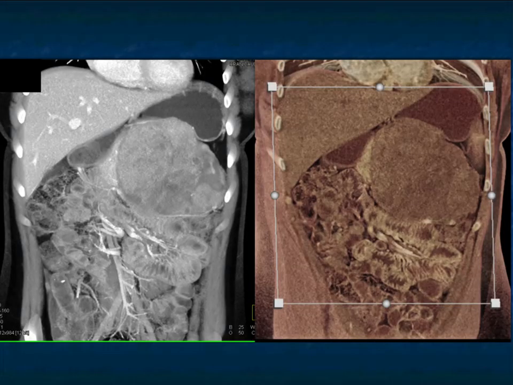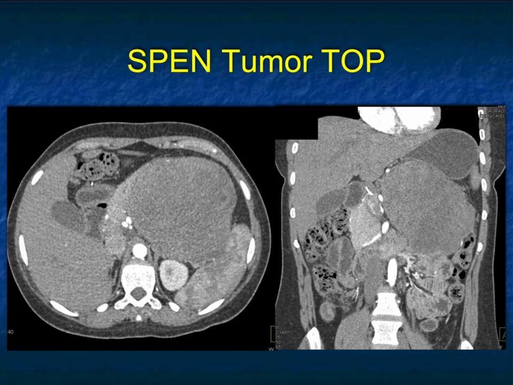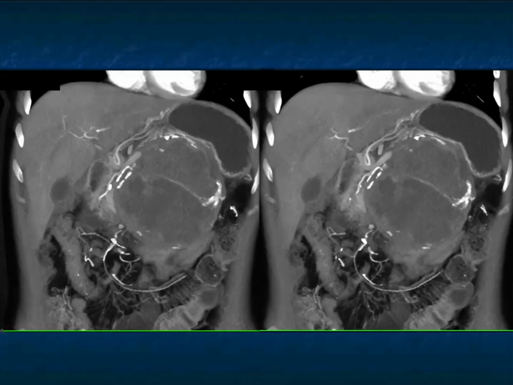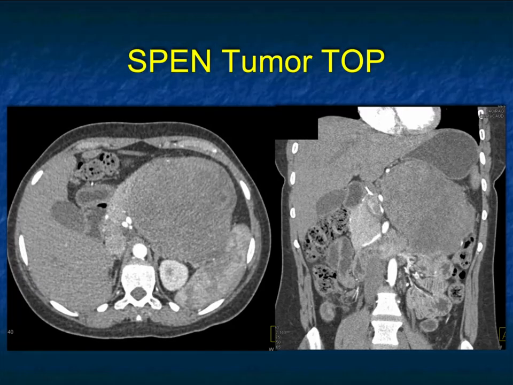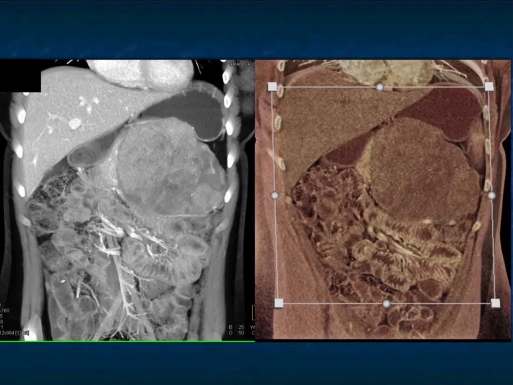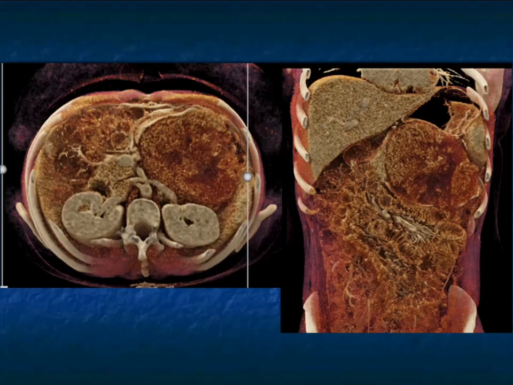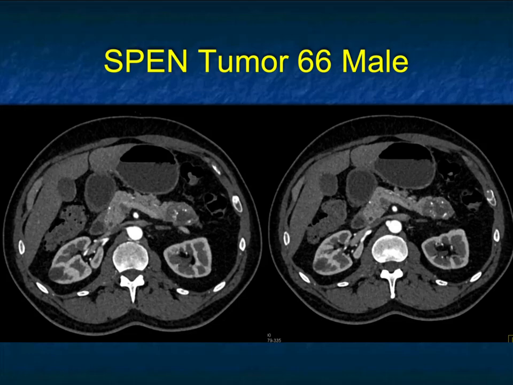And another SPEN could be this one, where it's a solid mass, big and solid. This one was cystic, some solid component with lots of calcification. This one has minimal calcification. It's mainly solid. You can see there's some lower density zones on the volume rendering and on the cinematic rendering. And on the cinematic, you can see some areas of necrosis centrally, but it's really a challenge.